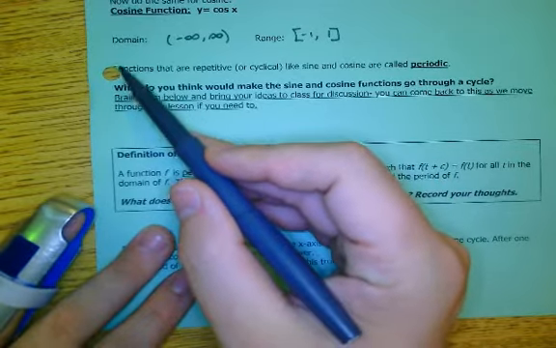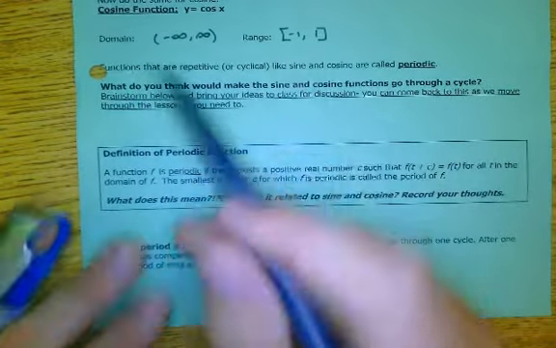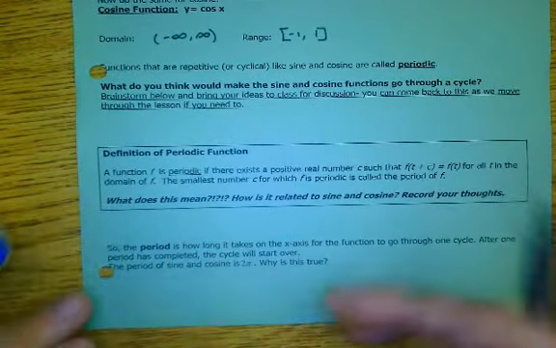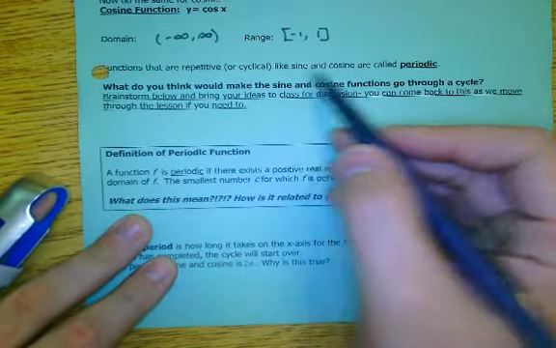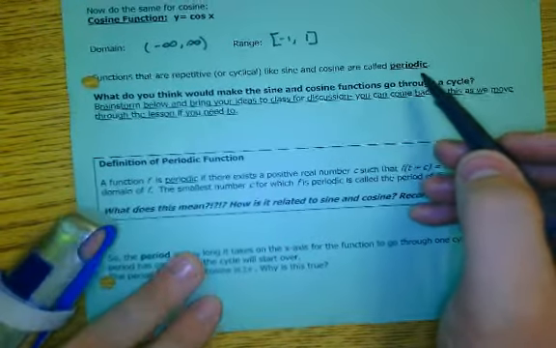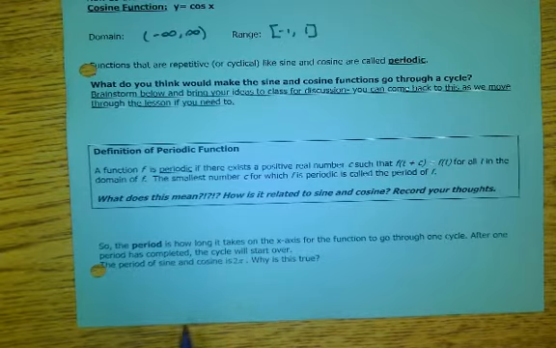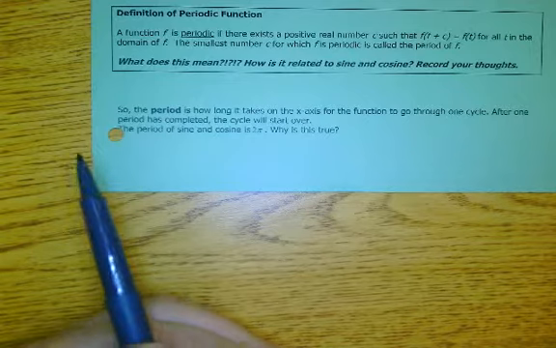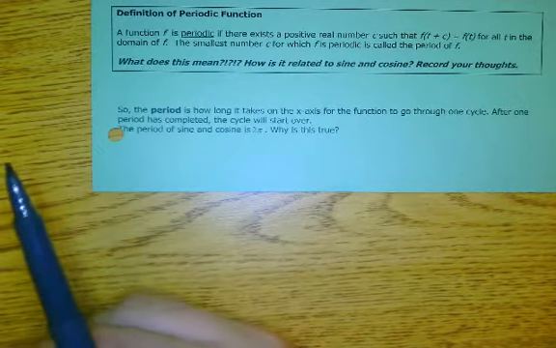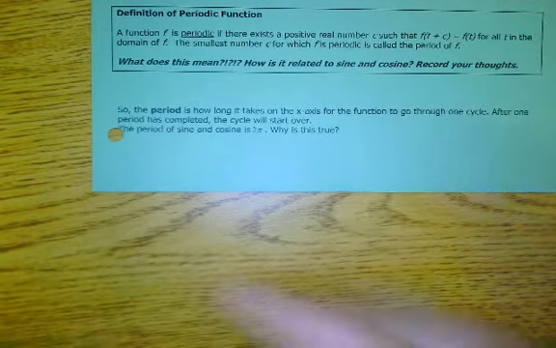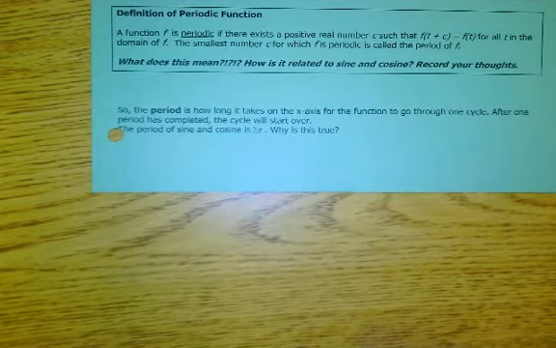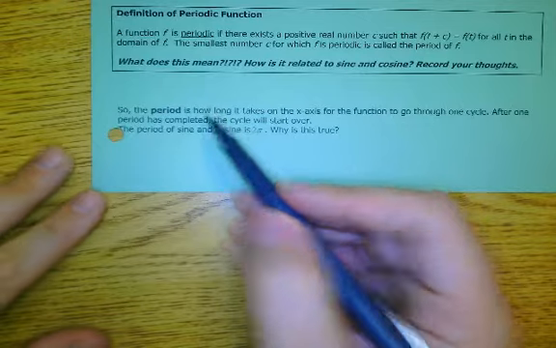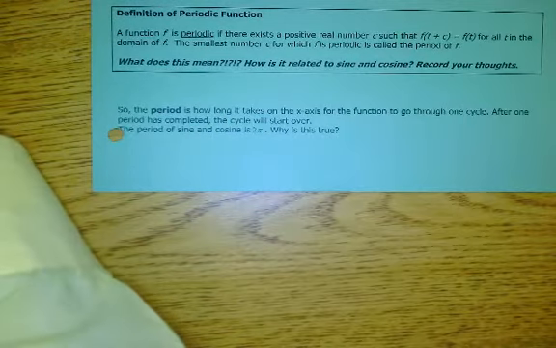Okay, so functions that are repetitive or cyclical, like sine and cosine, are called periodic. So because they're periodic, they are going to have an actual period. The period is how long it takes on the x-axis for the function to go through one cycle. Parent function for sine, it's going to be 2 pi. So the period of sine and cosine is 2 pi.